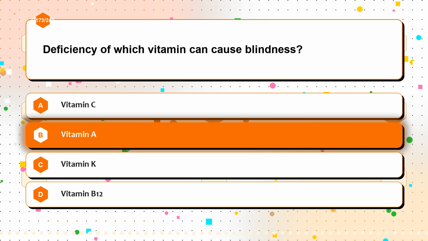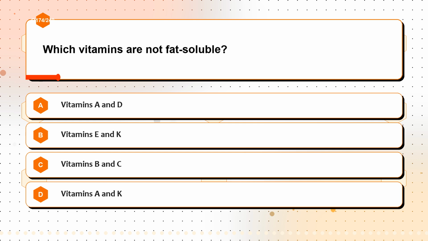The correct answer is option B. Vitamin A. Question 174. Which vitamins are not fat-soluble? Here are the options. Option A. Vitamins E and D. Option B. Vitamins E and K. Option C. Vitamins B and C. Option D. Vitamins D and K.